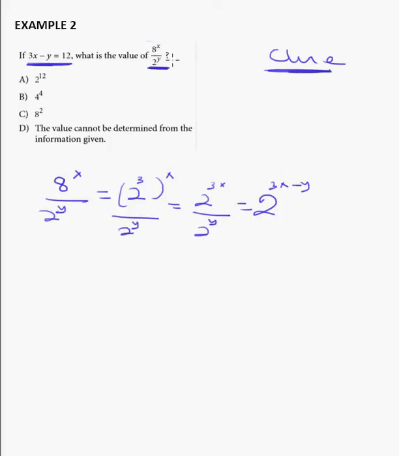So that means the whole of this is the same as this. But guess what? Didn't they tell you 3x minus y is equal to 12, and therefore this is the same as 2 to the power 12. Instead of putting this here, I can put 12 here, right? And therefore your answer is A. So that's how you simplify basic stuff like that.